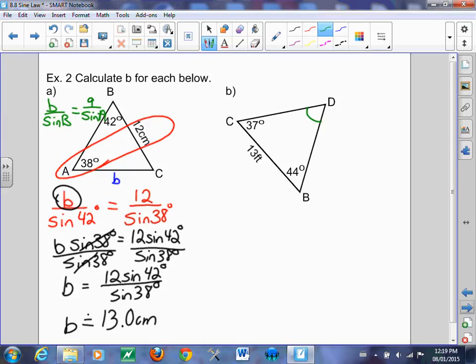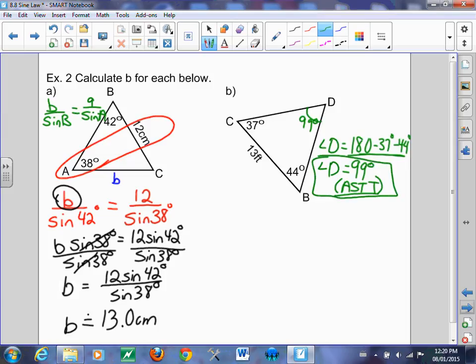So we're going to find angle D. Angle D equals 180 degrees, subtract 37 degrees, subtract 44 degrees. So angle D equals 99 degrees. I'm going to put that in my diagram because I found it. And again, if you want to know the short form, that's ASTT. That short form itself replaces showing all that work. So if you want to just write this down, you can, or show the work and give the answer.